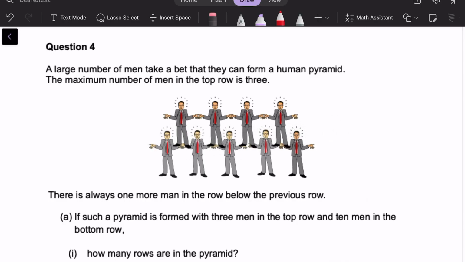So now we're up to question 4, which is the second last question, so hang in there, guys. A large number of men are trying to form a human pyramid. It doesn't have to be those perfect triangle sort of pyramids, as long as there's always one more man in the row below than the previous row. So for example, if the top row had 3, then the row below would have to have 4, and then the row below would have to have 5, etc. And it just goes on and on.